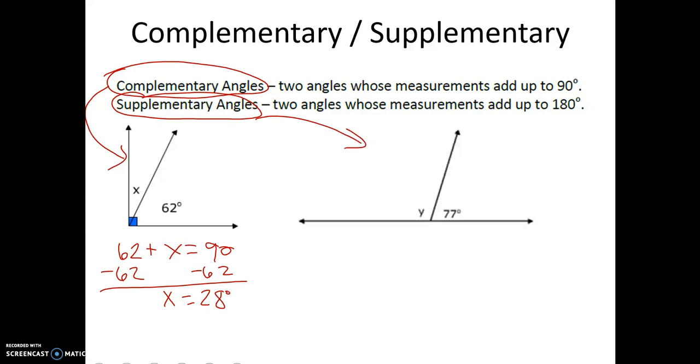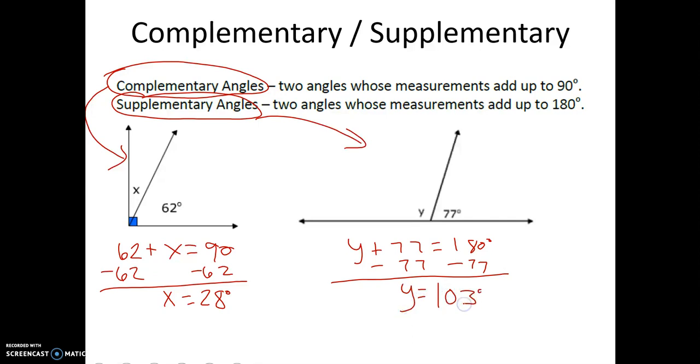Okay, y plus 77 equals 180 because they are supplementary. They're making a straight line. Subtract the 77 from both sides. So y is equal to 103 degrees. And that does look like it is a possibility. Looks like it's a good answer. Correct answer.